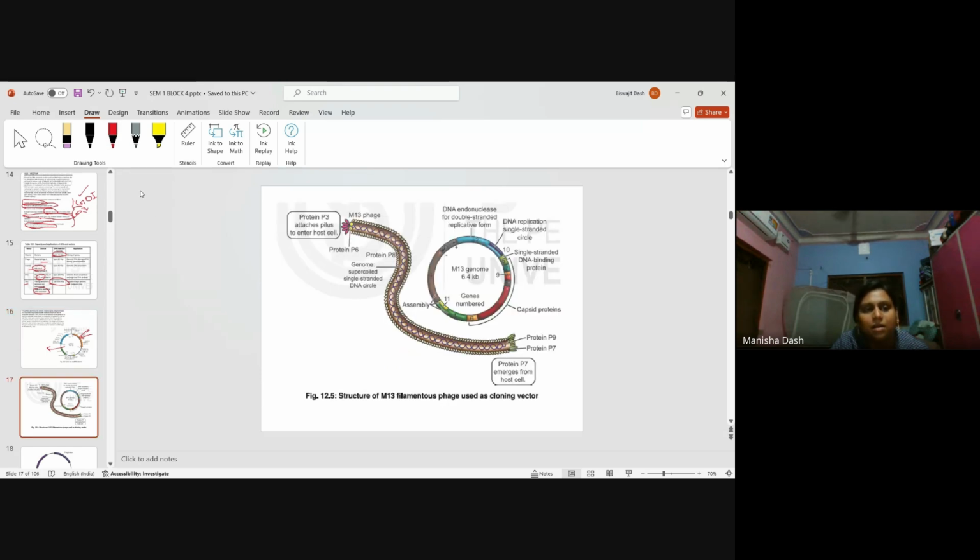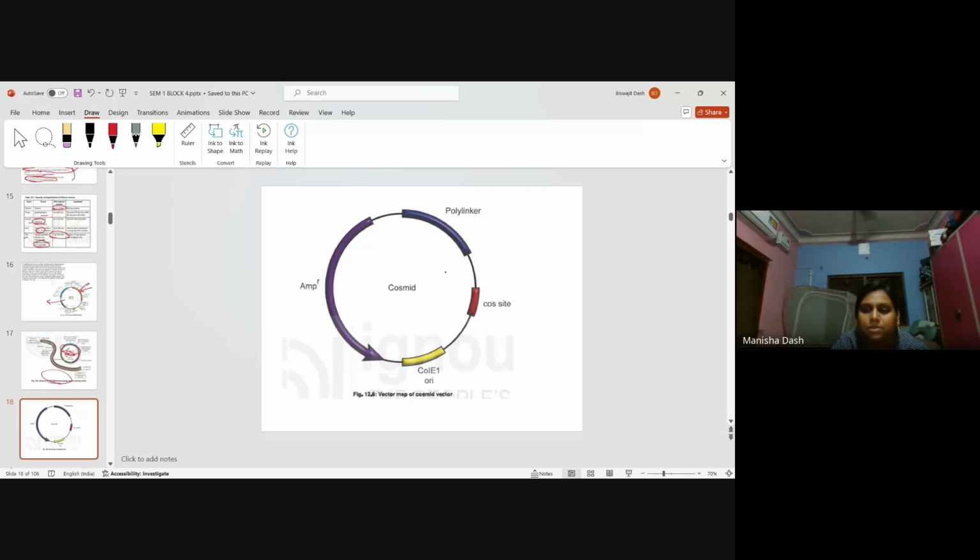Similarly, this is another most frequently used vector known as the M13 vector. This is the genome of the M13. Sorry, not bacteria, this is a phage, meaning bacteriophage. This is the M13 filamentous phage, and the size of the genome, you can see, is 6.4 kilobase pair. This M13 genome is also frequently used as a vector for cloning purposes.